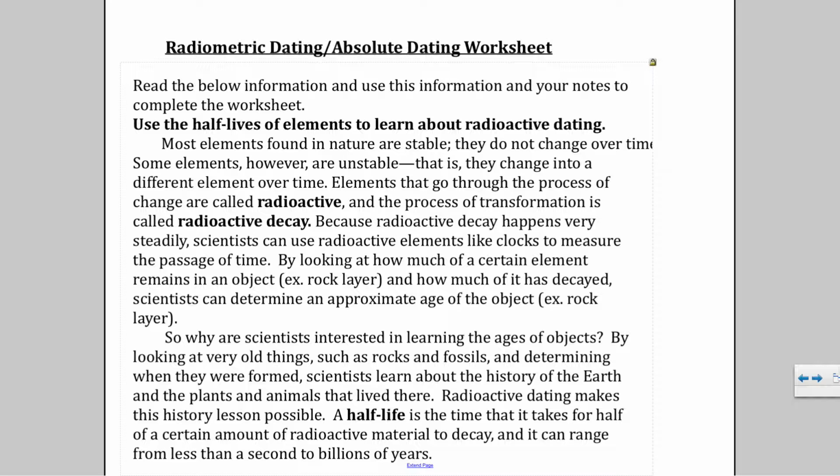It says something about a steady rate. What does that mean? What does a steady rate mean, Quan? Like at a constant speed. It's at a constant speed. So it's going to happen that amount of time every single time. Half of it's going to disappear or decay at a same certain amount of time.